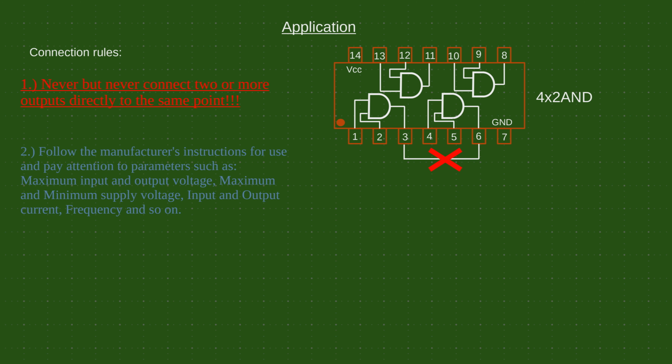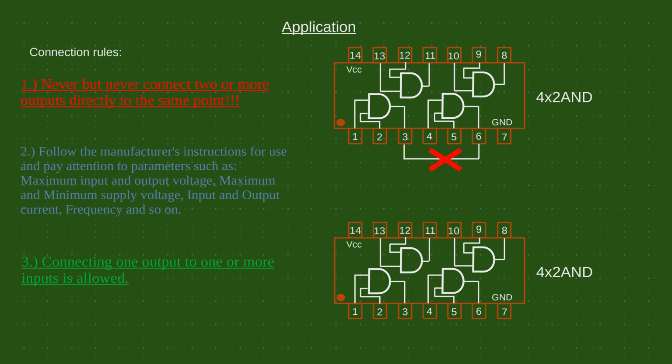The second rule relates to the proper use of the chip. Follow the manufacturer's instructions for use and pay attention to parameters such as maximum input and output voltage, maximum and minimum supply voltage, input and output current, frequency, and so on. And the last rule, it is allowed to connect the output of the first logic gate to one or more inputs of other logic gates or even to its own input.